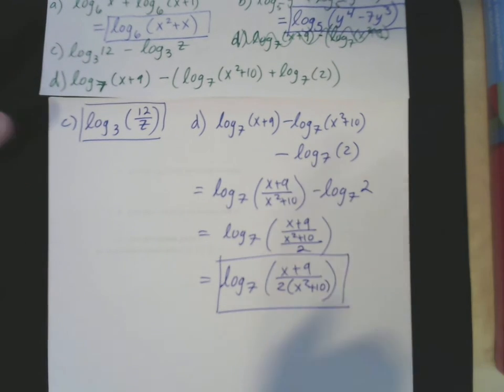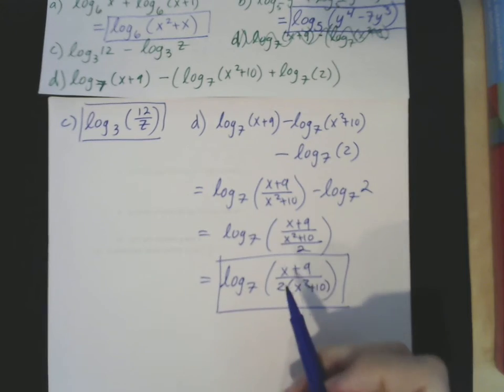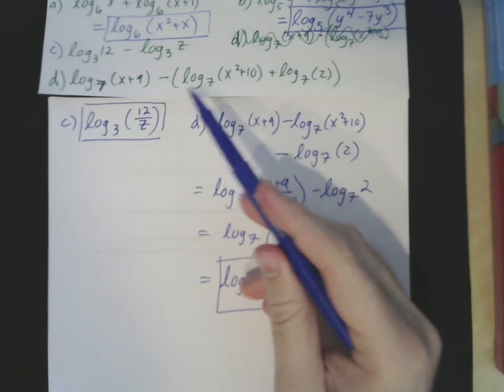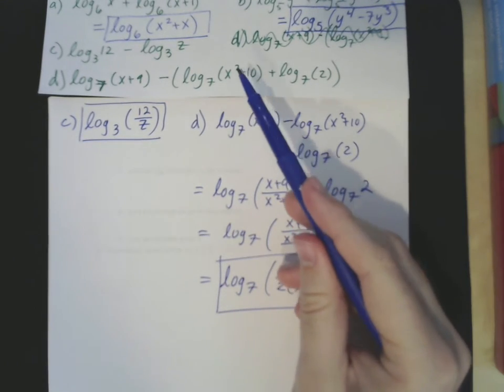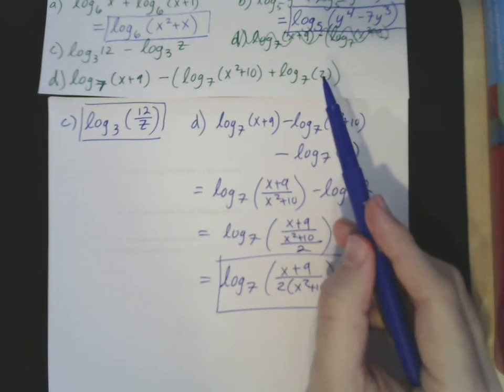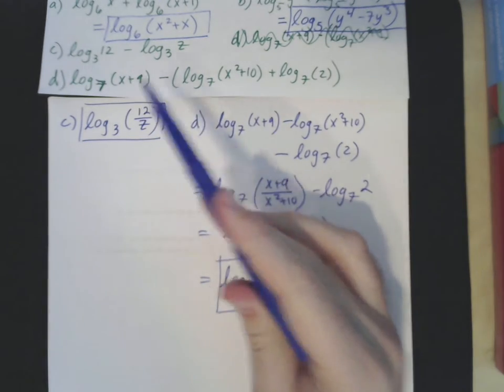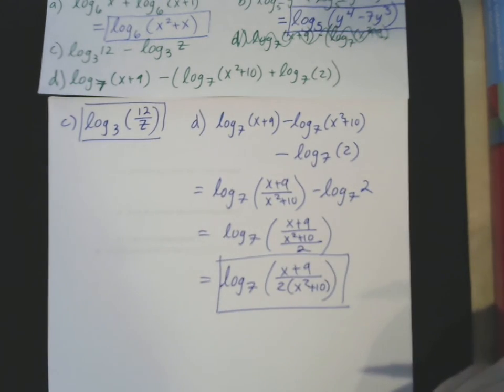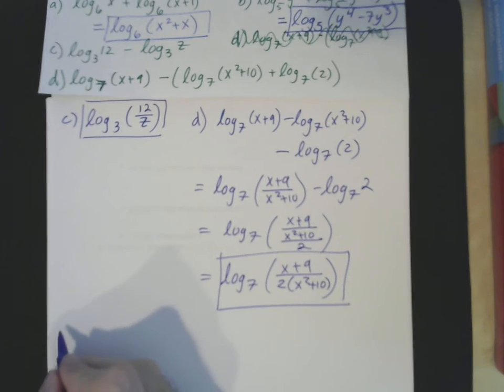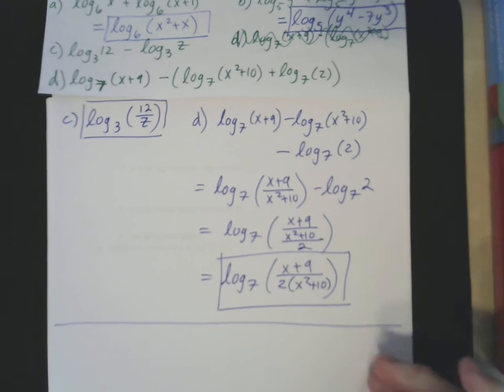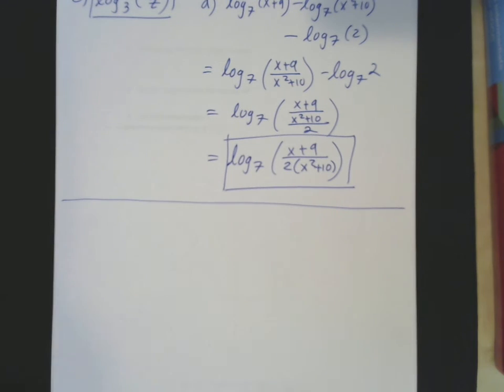Forgot a parenthesis there. Notice we also here could have done the parentheses first and done x squared plus 10 times 2 and then divided x plus 9 over that, and we would have gotten the same answer. So we can always work things a little bit differently. But that is collapsing logarithms, or condensing.